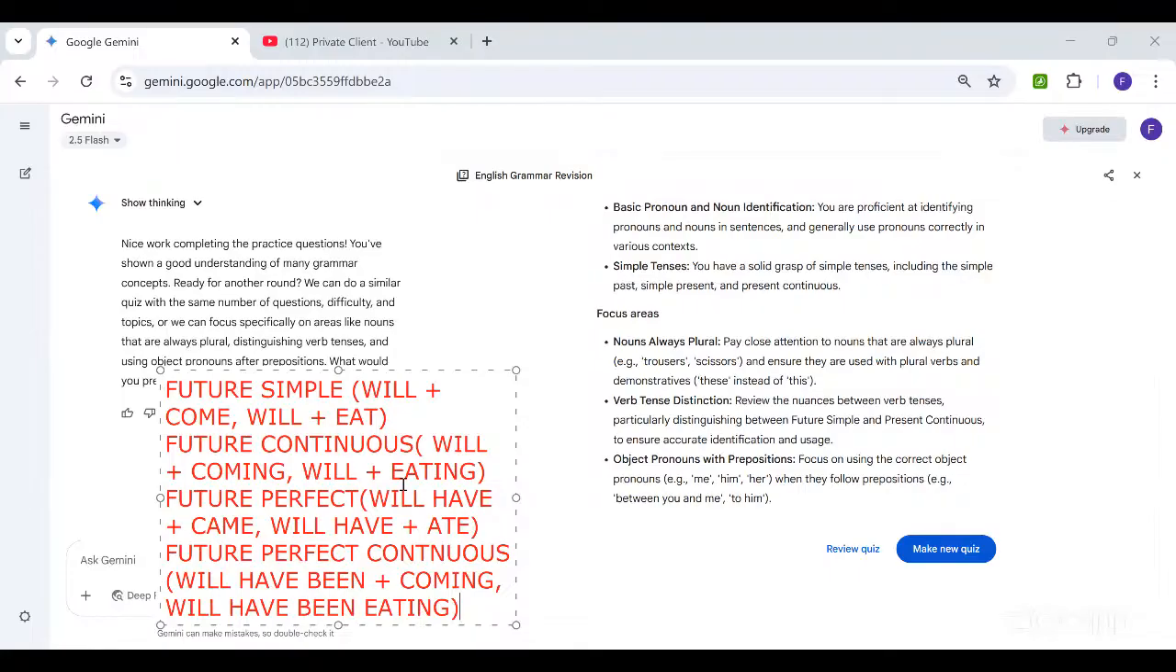The last one is used to indicate an ongoing action that will continue until a certain time in the future. So I will have been eating for 2 hours by, what time is it now? This is 6:30. So I will have been eating for 2 hours by 7 o'clock. It means that you started eating around 4:30, 5 p.m. So you're still doing that action. The action is still ongoing and it will continue until 7 p.m.